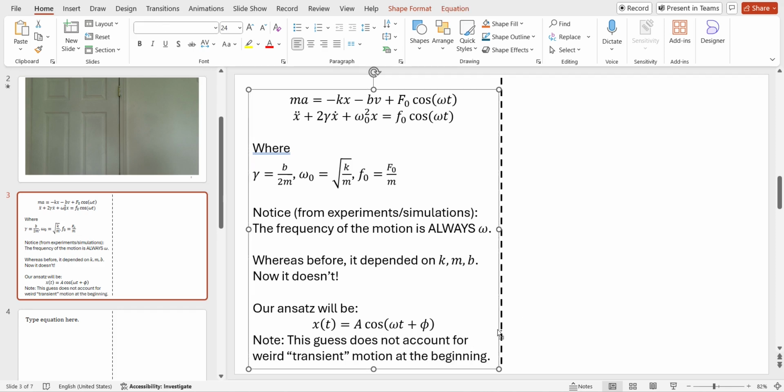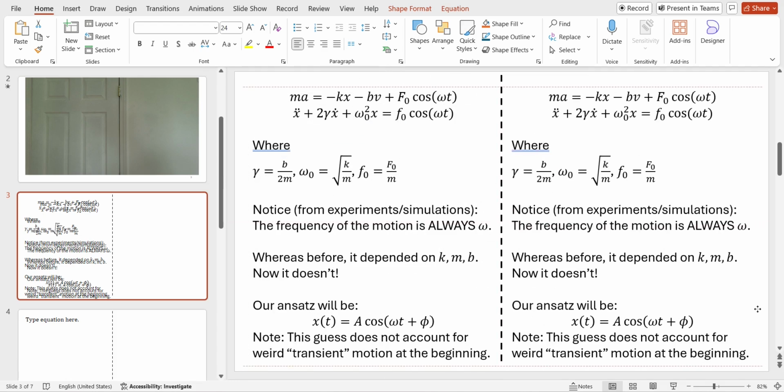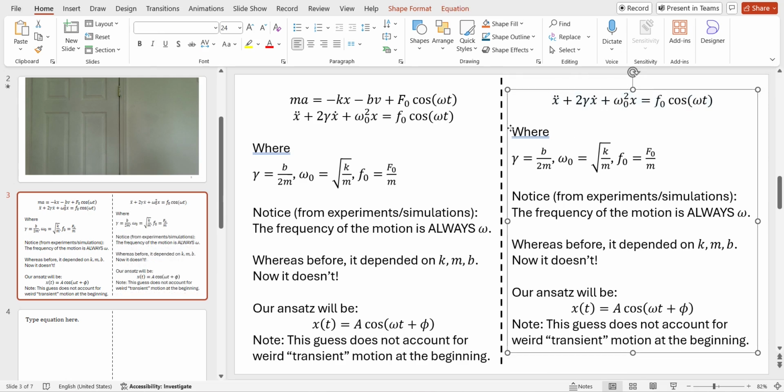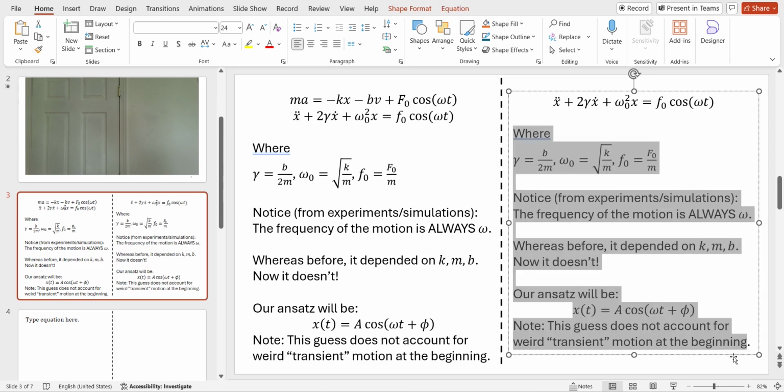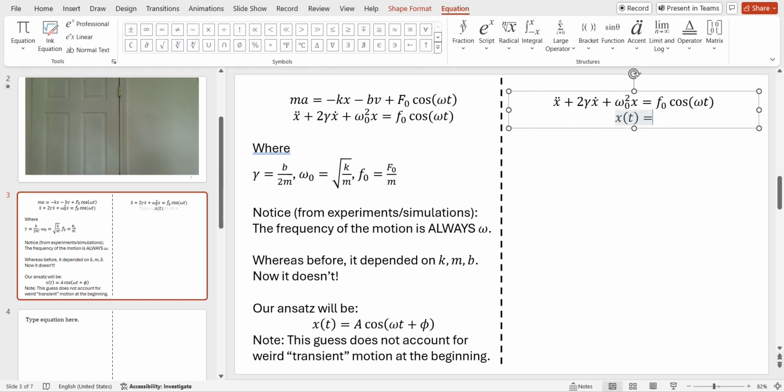Transient because it goes away. All right. I'm going to keep that equation. So let's actually try. We have the equation there, and we have our ansatz: x of t equals A cosine of omega t.